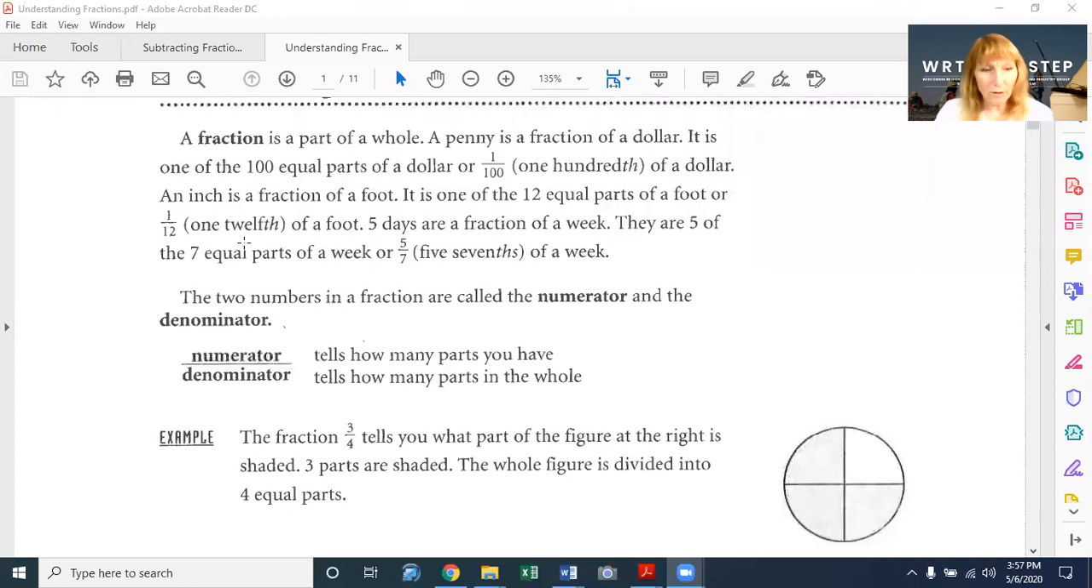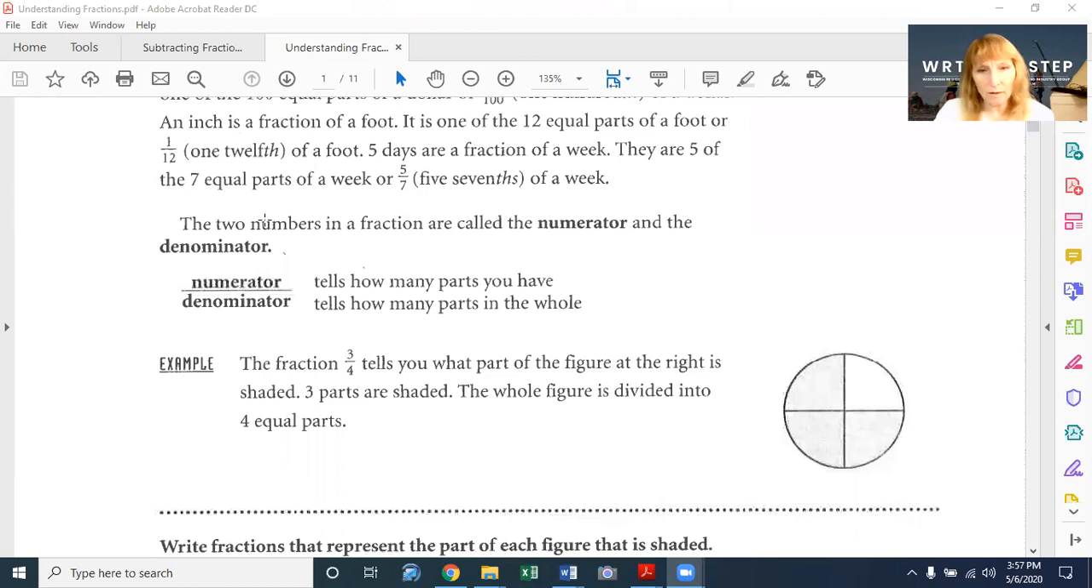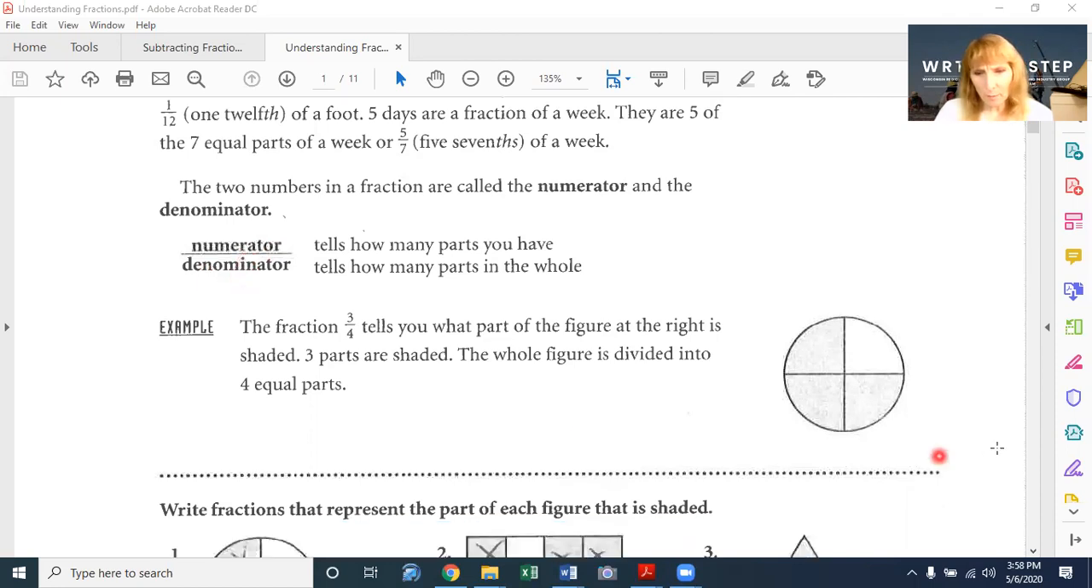So let's scan a little bit. This just kind of explains what a fraction is. Basically the fraction has a numerator, that's the top number, and a denominator, that's the bottom number. So if you have, for example, this circle here, you have 3 of them colored in. This one's colored in, this one's colored in, and this one's colored in. So then you have 3 parts colored in. And how many parts is the circle cut into? 4 parts. So this fraction is 3/4 of the parts of the circle are colored in.